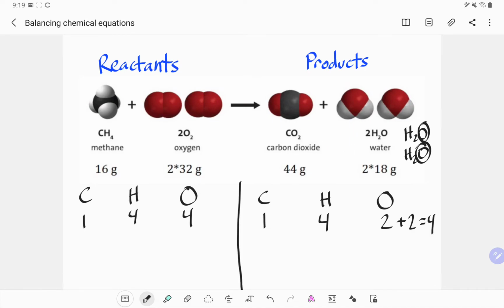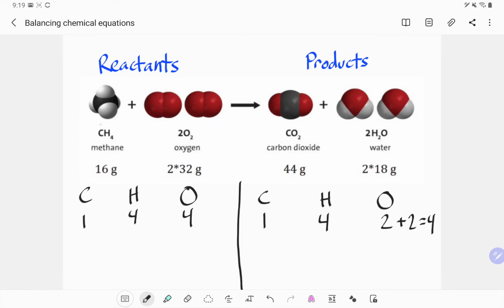Or I could do it this way. I could say I have 2 oxygens here, and then 2 times 1, so 2 more oxygens here. Or 2 times the number written in a subscript. There's no number in there because it's 1, so 2 times 1, so another 2 oxygens there.